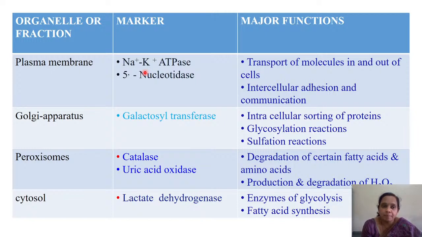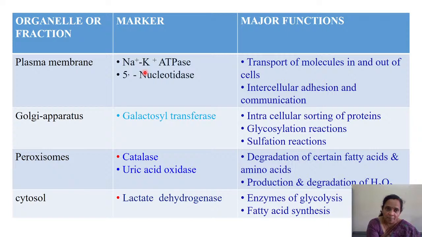Next, plasma membrane. The marker for plasma membrane is sodium potassium ATPase. In the previous class I also told you that a dynamic relationship is maintained between sodium and potassium. For every 3 sodiums entering, 2 potassiums are expelled out of the cell. So sodium will enter and potassium will go out of the cell membrane. This is specific to the plasma membrane, so it serves as a marker. One more marker, 5' nucleotidase, is another marker for plasma membrane.